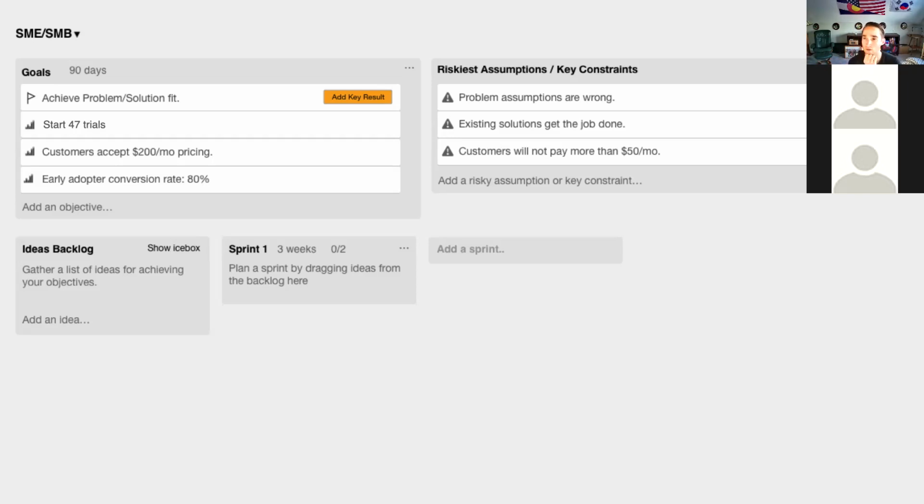So his three goals early on were to start 47 trials, and make sure that they're accepting this trial, knowing that it's $200 in pricing per month, and that I'm getting 80% of people who I talk to accept the trial. That's one of those tips and tricks early on in a business model when you're testing with people.